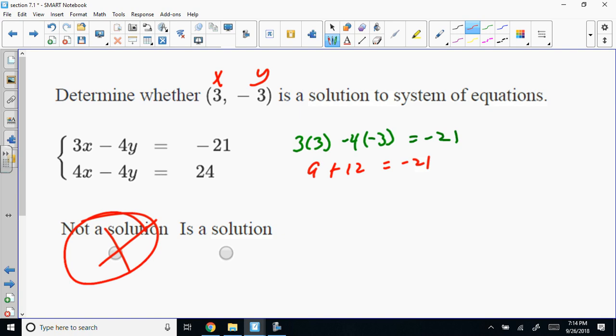So if it worked for the first one, we would still have to check the second one, right? Because it could work for the first one but not be a solution for the second one. Yes. It's just not a solution. Because when they give you ordered pairs, they're just saying, hey, is this where they intersect? Because for an ordered pair to work in two linear equations, it has to be the point of intersection.